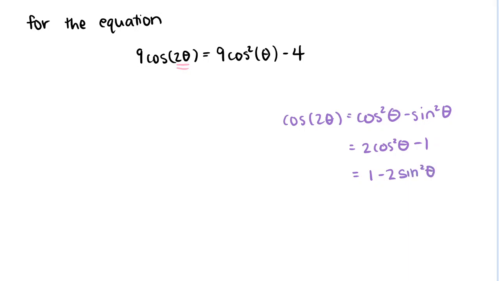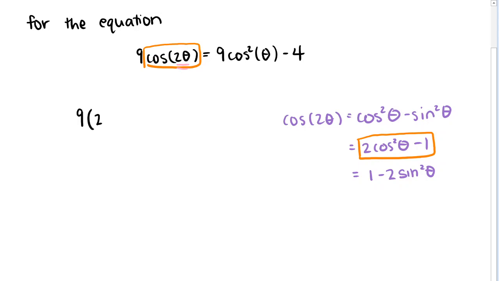But because our equation involves cosine of theta, and I don't want to incorporate a sine of theta into our equation, let's use this identity where we make the replacement that cosine of 2 theta is equal to 2 times cosine squared of theta minus 1. So let's replace cosine of 2 theta with that, giving us 9 times (2 cosine squared of theta minus 1) is equal to 9 cosine squared of theta minus 4. And so we've made a replacement here.